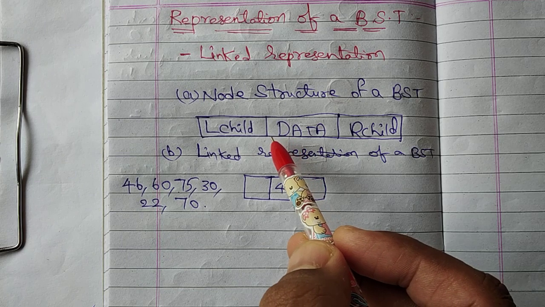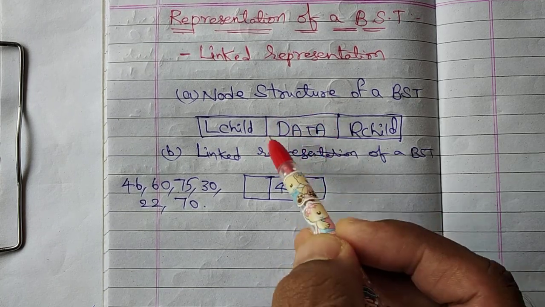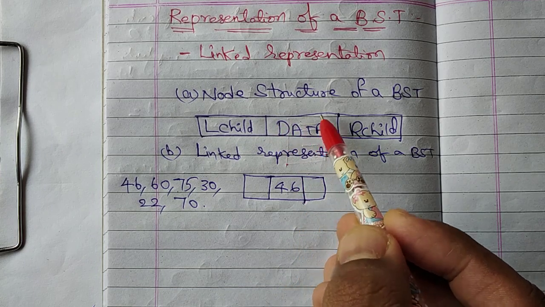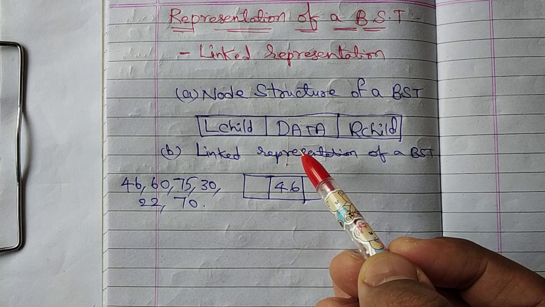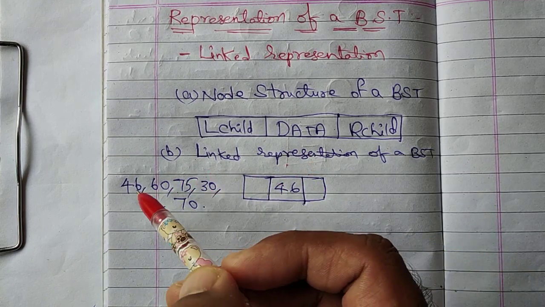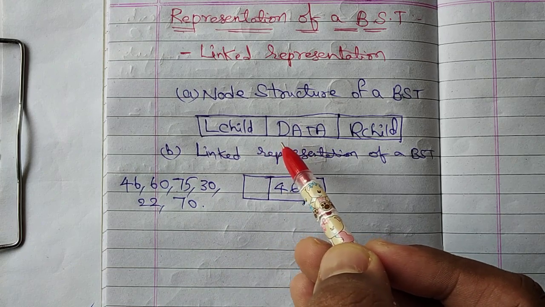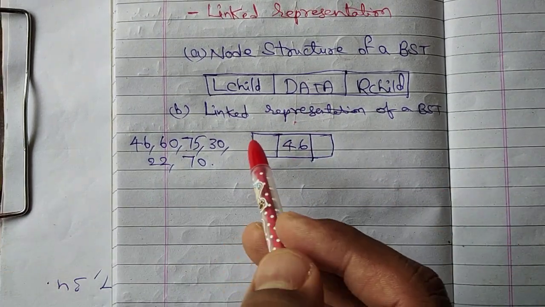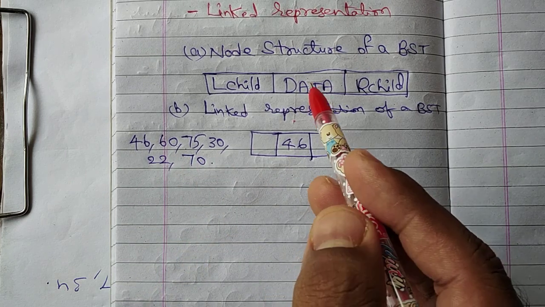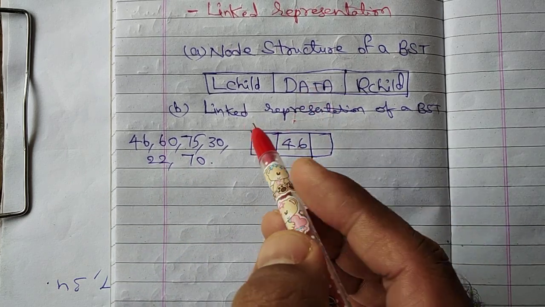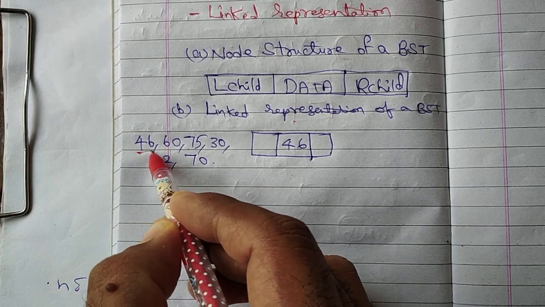If I want to store extra fields, we can divide the data fields also, but we are in the initial period, so I want to store only one piece of information for one node. I want to represent all this data with the help of these nodes in memory. So first we want to store 46.